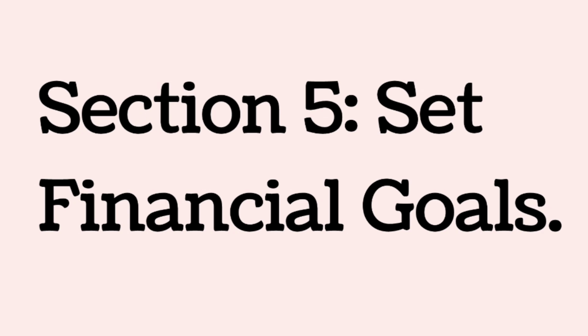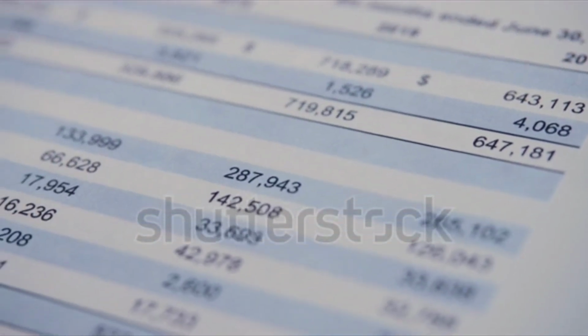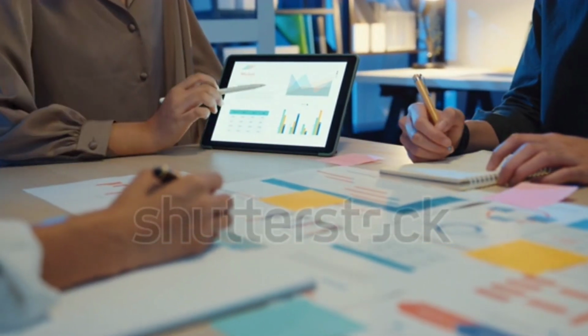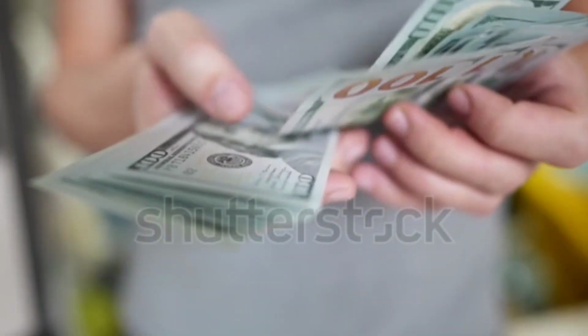Section 5, set financial goals. Setting financial goals is a key part of budgeting. Your goals can be short-term, like saving for a vacation, or long-term, like buying a house. Having clear goals will motivate you to stick to your budget.